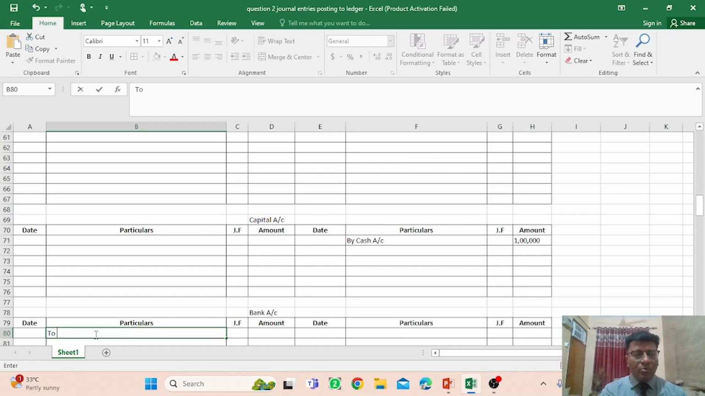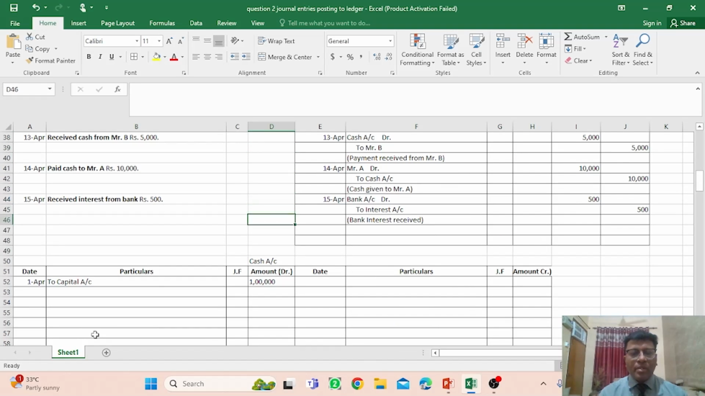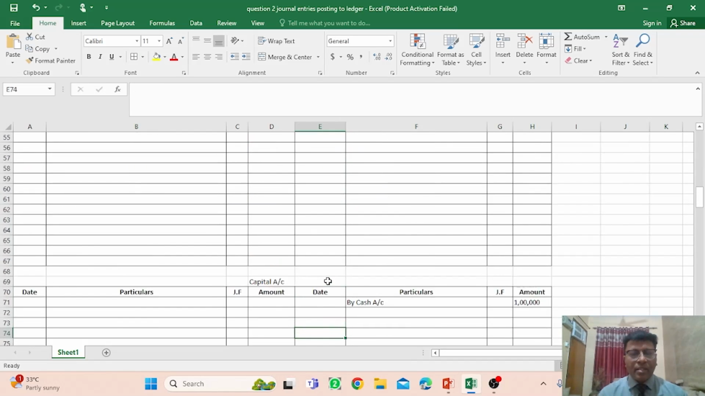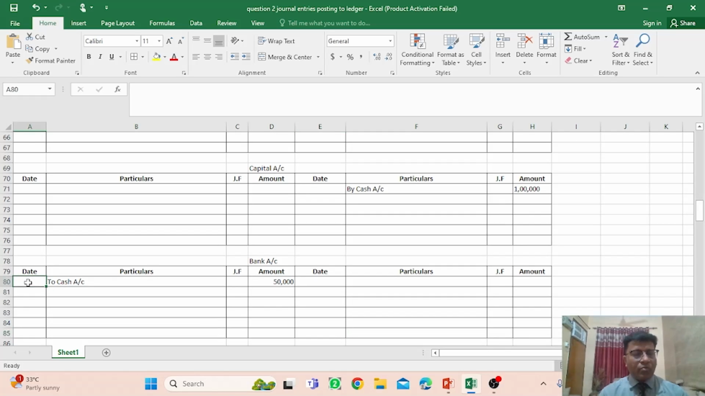So you have to mention here to cash account, and the amount is 50,000, and because the cash account was credit, so you have to mention in the credit side of cash by bank account, and that was the 50,000. Okay, and whatever the date was, you have to mention that this was April 2nd, right? And the same date in the bank account, that it was April 2nd.